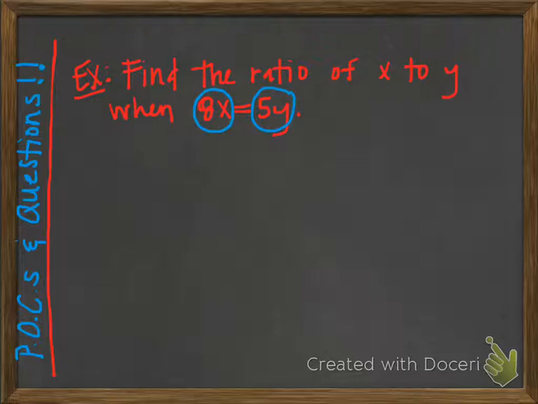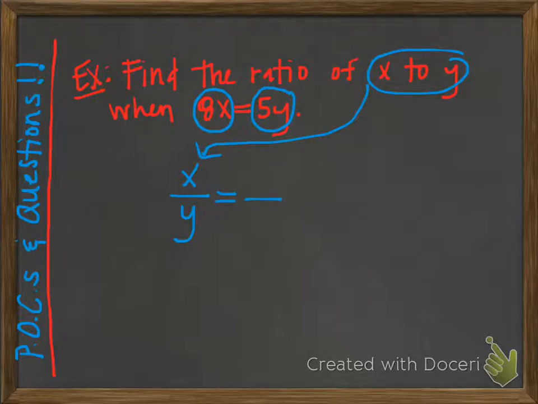Now we need to find the ratio of x to y. So I'm going to first write x to y as a fraction, because that's how we usually see the ratios in a proportion. Now this is going to be equal to another ratio, because I want to find this ratio with numbers. A lot of students mess up here. They see, oh, the 8's with the x, the 5's with the y. It must be 8 to 5.